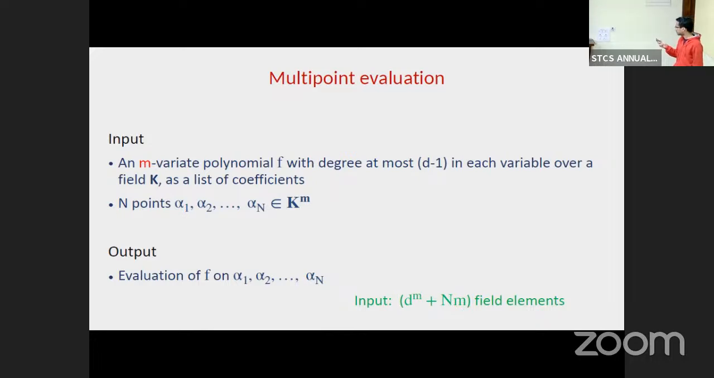If these are too many parameters, think of d to the m and capital N as being equal to each other. So the input size is of order n.